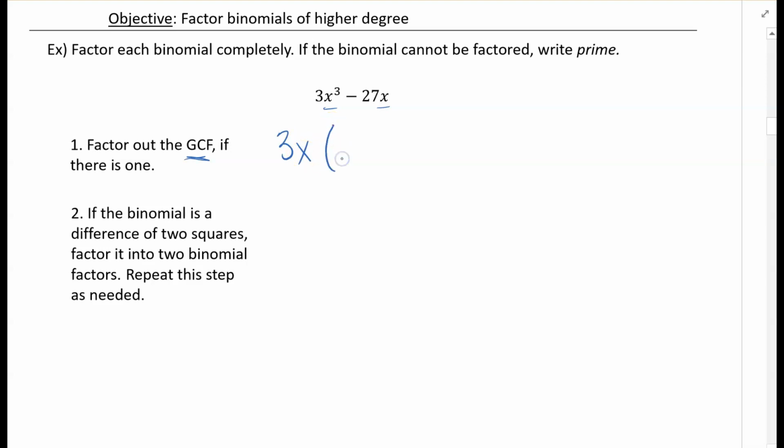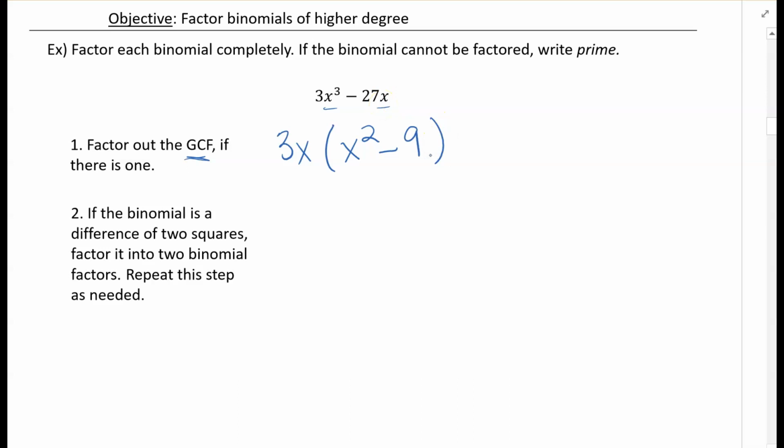So if I take 3x cubed and I divide it by 3x, because it's a factor, so I'm dividing it out, my 3 would go away, and then I took out 1x, so I'm going to be left with x squared. Again, I factored out the 3, so it goes away. Minus 27 divided by 3 is going to give you 9, and then your x goes away because I took it out. X divided by x is just 1.